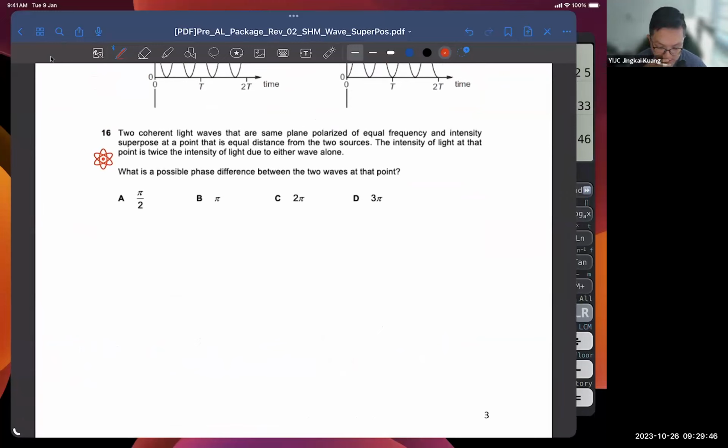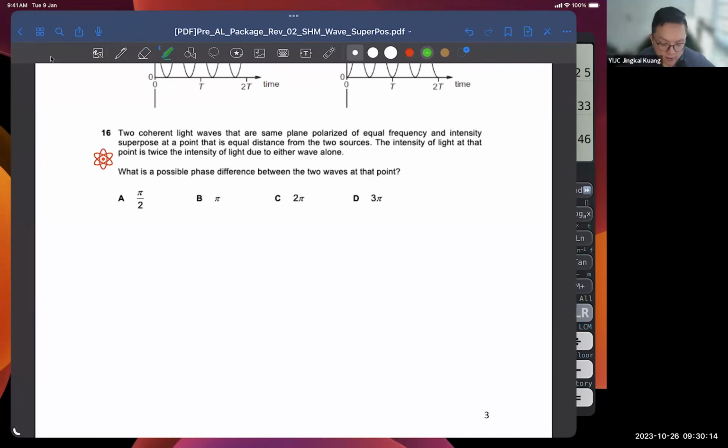16 coherent light waves that are plane polarized, each with intensity twice the intensity of A. Let's read this question again. Now we are talking about, this question is not about polarization. It's about interference again.